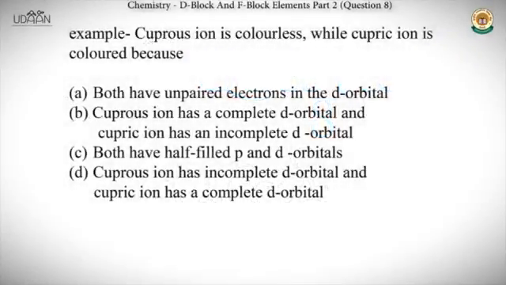In this question, cuprous ion is colorless. We have to find the reason why cuprous ion is colorless while cupric ion is colored. We know that cuprous ion is Cu+ while cupric ion is Cu2+, and we know that copper has an atomic number of 29.